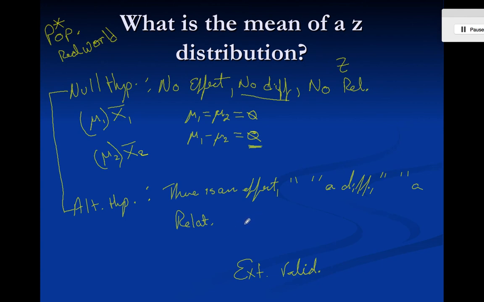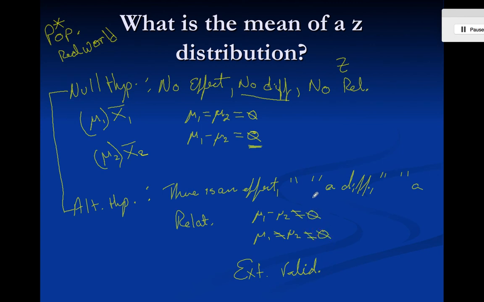What's the alternative hypothesis predict? The alternative hypothesis predicts, like I say, the alternative of what the null hypothesis would predict. The null predicts no difference. The alternative predicts that there is a difference. So in other words, mu1 minus mu2 is not equal to zero. Or mu1 is not equal to mu2, which is not equal to zero.